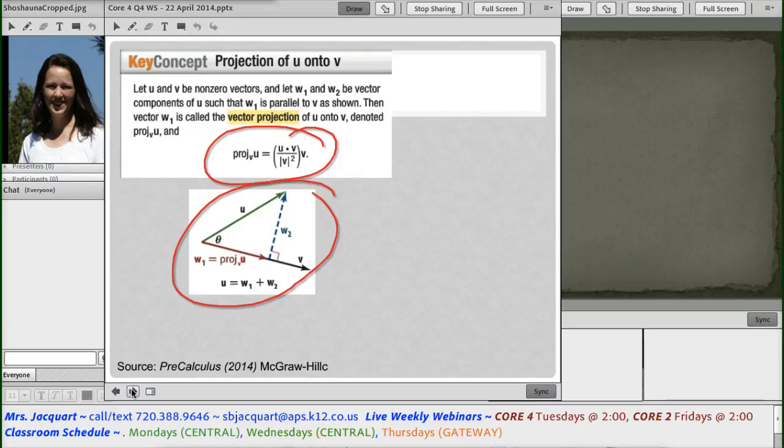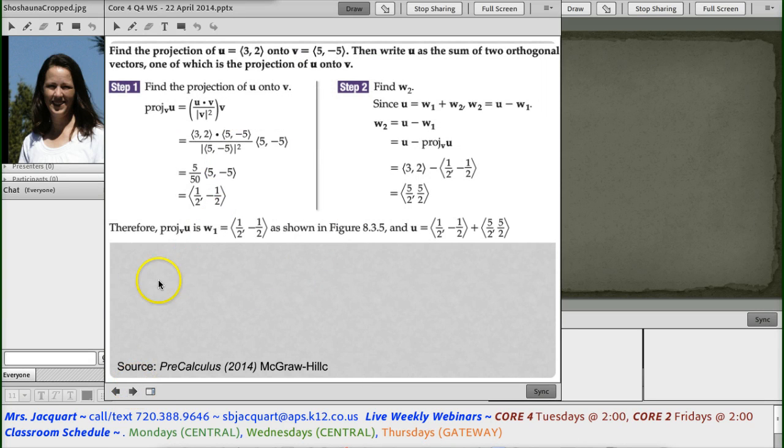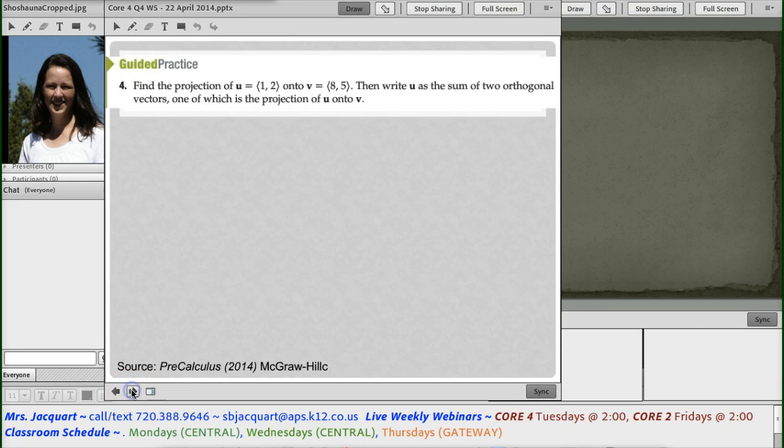So let's go work the next problem, and it takes a little bit of work. If you want to write this one down for your notes, push pause and write this down, and then the next thing I'm going to do is work a problem like it. Okay, so we're going to find the projection of u onto v. The way that we write this, the first thing we have is u equals w1 plus w2.